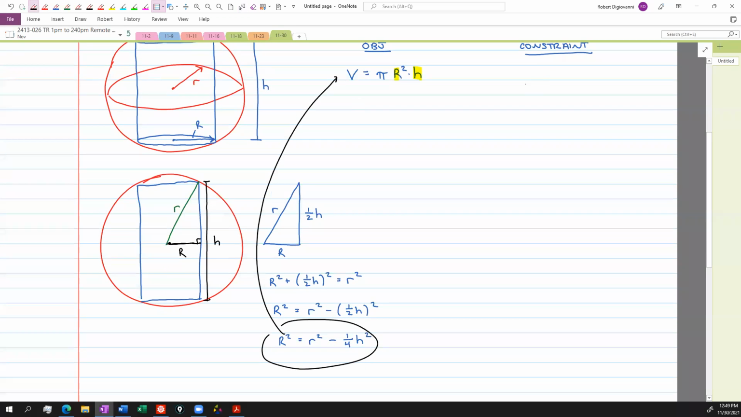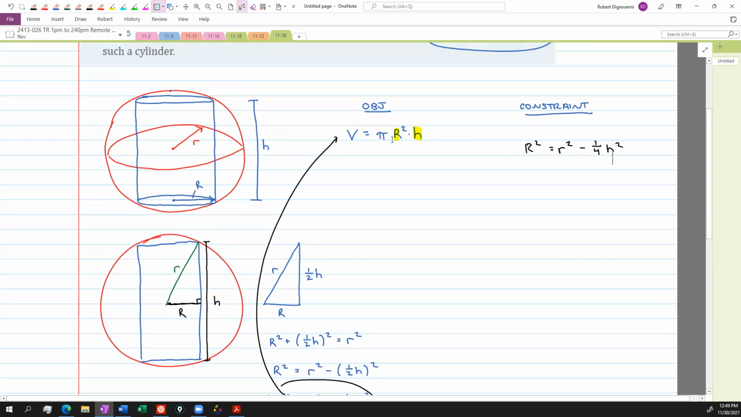I should probably write that constraint down over here. My constraint is that I must follow this equation. Okay, that's my constraint. And now I replace the r squared in here. So I get V equals pi, R squared is little r squared minus 1/4 h squared, and then all of that times h.